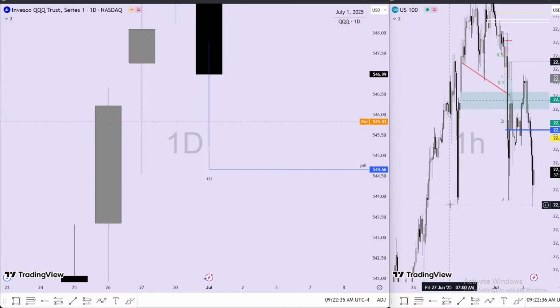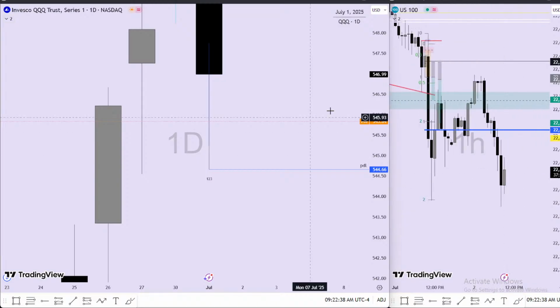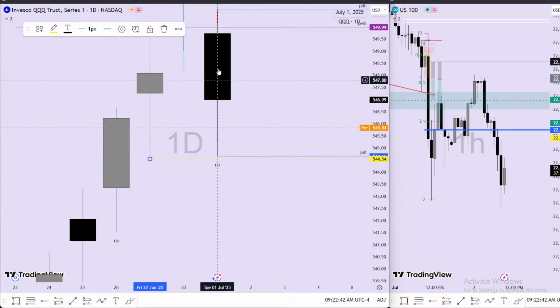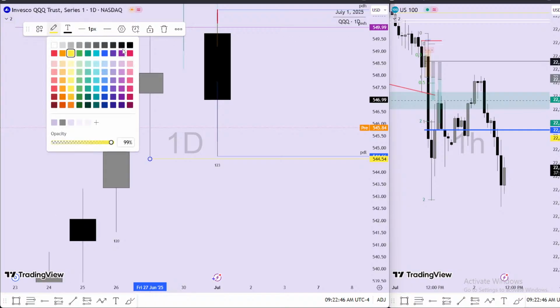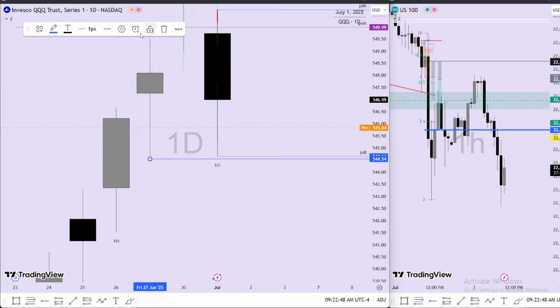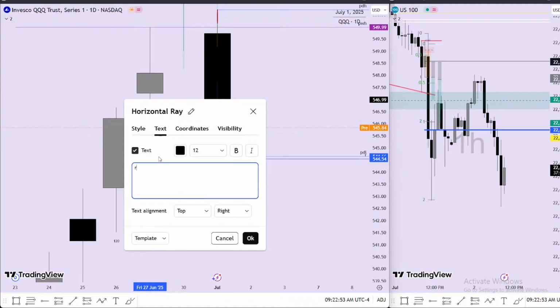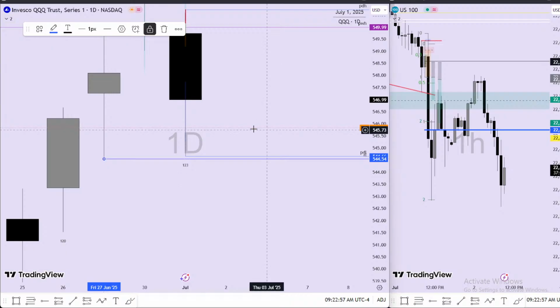You see this on the electronic trading hours, but there's still a chance that we might retest those levels again, which becomes relevant for now. So I'm going to mark this as RL, relevant low for now.